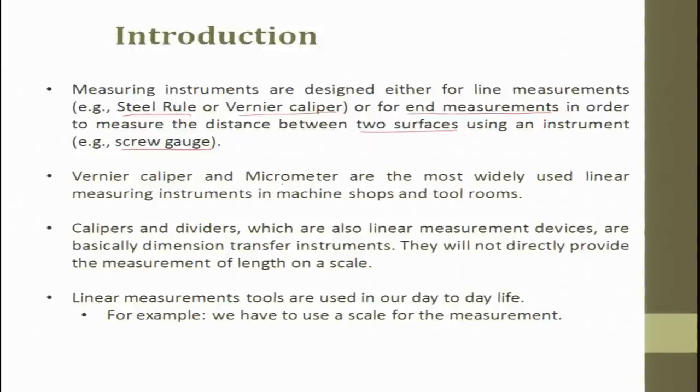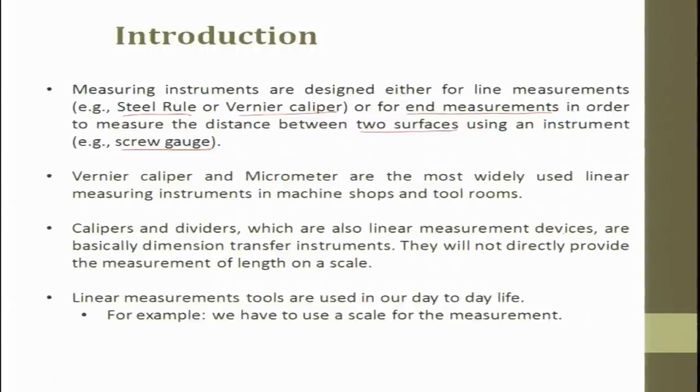Vernier caliper and micrometer are the most widely used linear measuring instruments in machine shops and tool rooms, as well as in academics. Calipers and dividers are also linear measurement devices. A caliper is something like your plug gauges. You set a diameter, or measure a component, set the diameter, pull it out, and then keep it in front of a line measurement and take the dimensions.